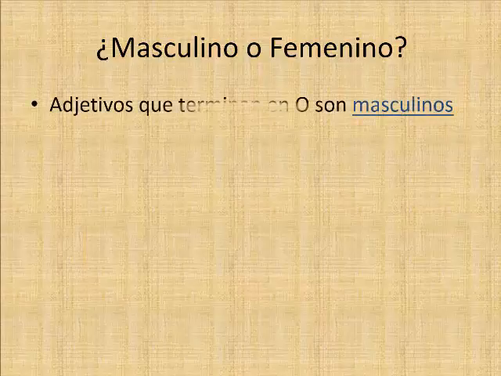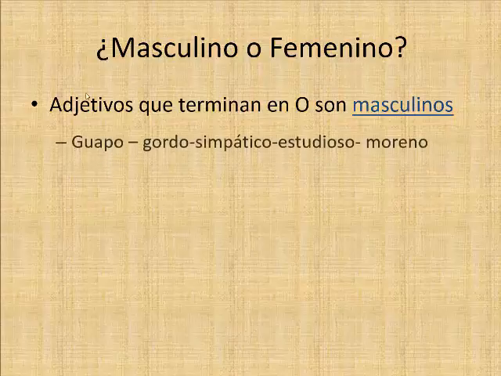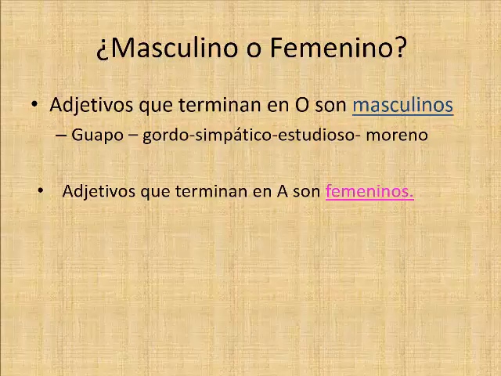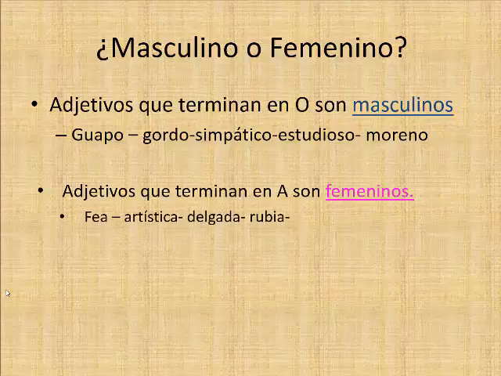Okay, so now let's talk about masculino o femenino. Okay, so when we talk about adjectives, so adjectives that end in O, they're going to be masculinos. This is pretty similar to nouns. So guapo, gordo, simpático, estudioso, or moreno are all adjectives that are masculine because they end in O. Now, adjectives that end in A are feminine. That is the general rule in Spanish. Okay, so fea, artística, delgada, or rubia are all adjectives that end in A, and therefore they're feminine. So they would be describing a feminine subject, a feminine noun.